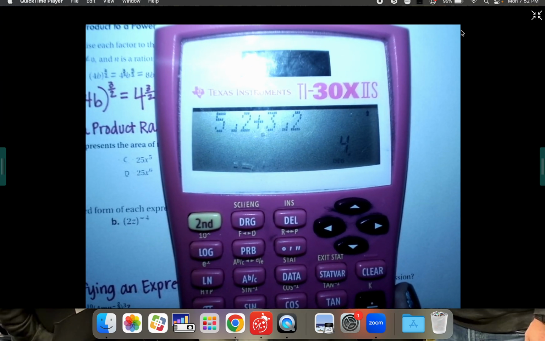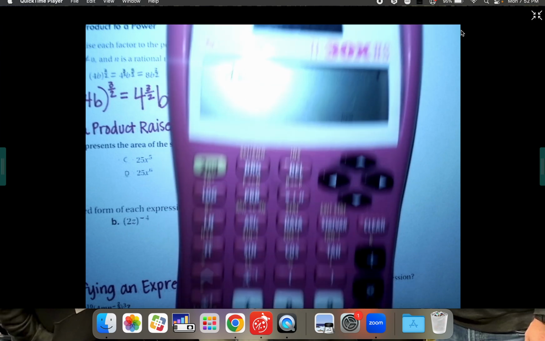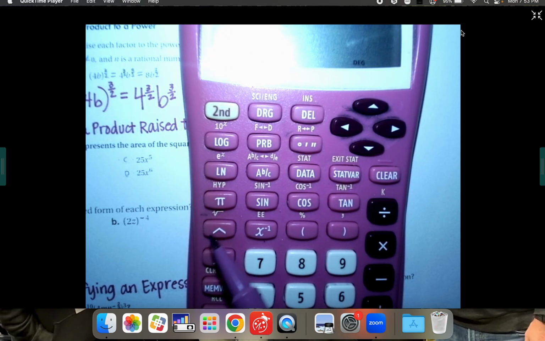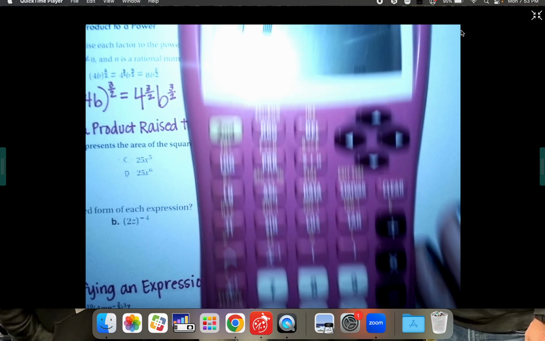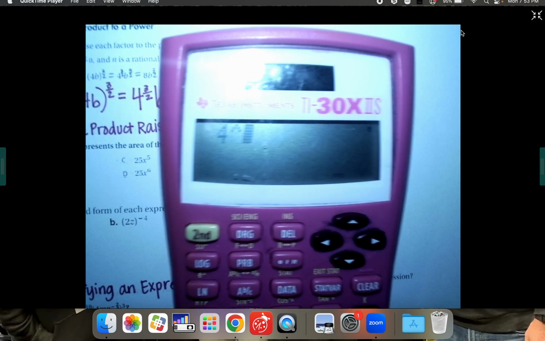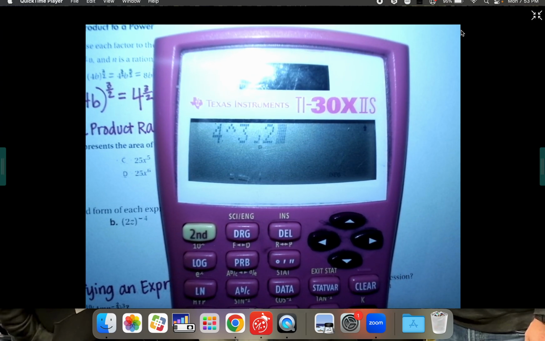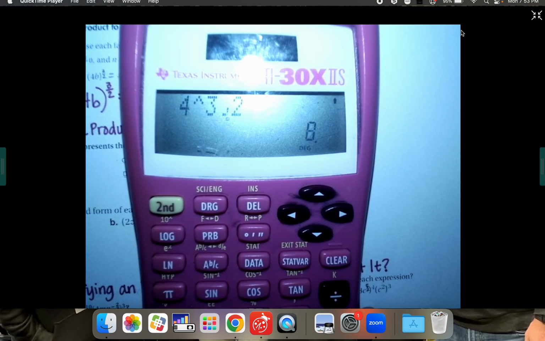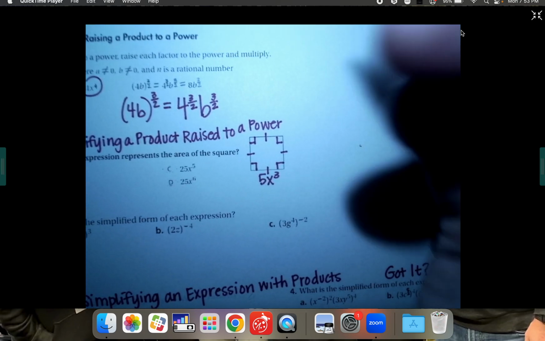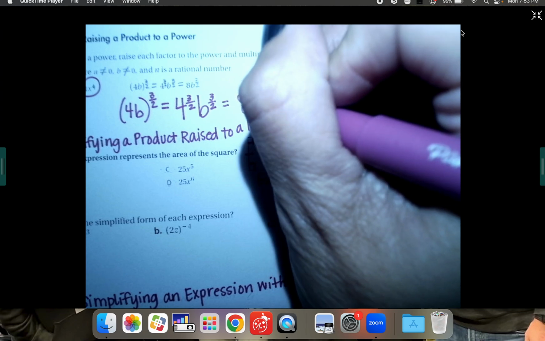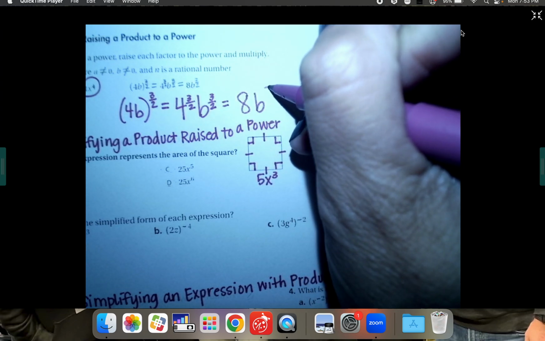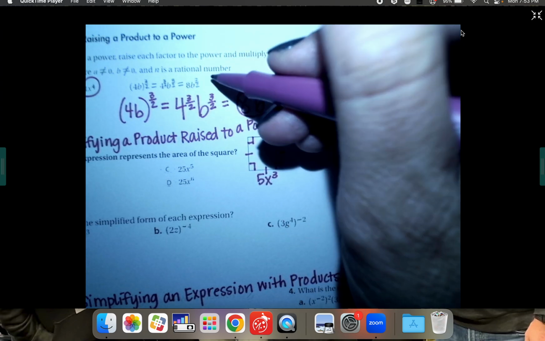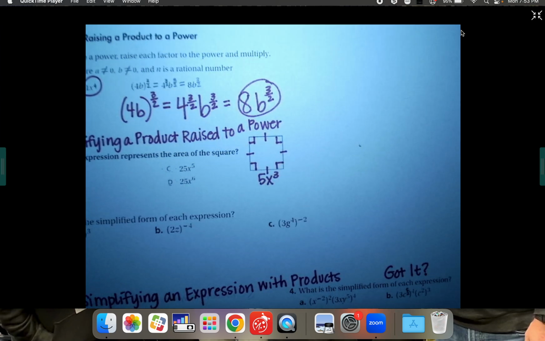I'm just going to do it on my calculator. 4, my raised to the power button is this caret key. So to the power of a fraction, 3 halves, equals 8. So this is going to be equal to 8b to the 3 halves. Yep, and that's the answer they have right here. It's just hard to see.